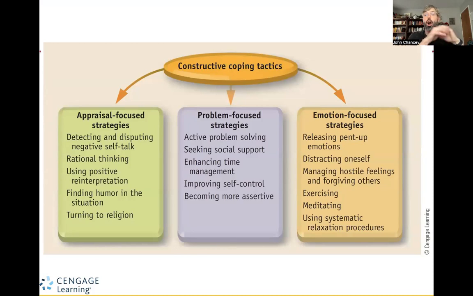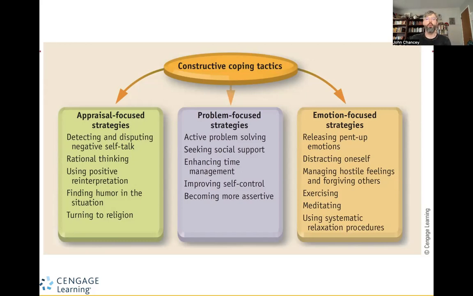Problem-focused strategies involve directly active problem solving, reaching out for social support, coping via regulating time management, like actively being better at time management. There's emotion focused coping that might be releasing pent up emotions. And that doesn't necessarily mean like I'm angry, therefore I'm going to go punch somebody or something. It could be simply telling somebody like, hey, I'm really angry right now. I'm really frustrated right now. Distracting yourself. So maybe you're upset about something and you go watch your favorite show on Netflix, exercise, meditation.